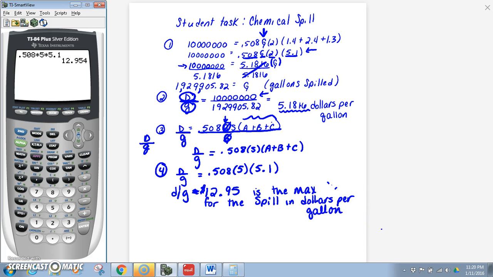Okay, and if you look at what we got earlier when the S was not a 5, when the S was just 2, our dollars per gallon was only 5.18, $5 per gallon. The maximum would be more than double that, almost $13 per gallon. So that would have been a lot more money that they owed in that case.